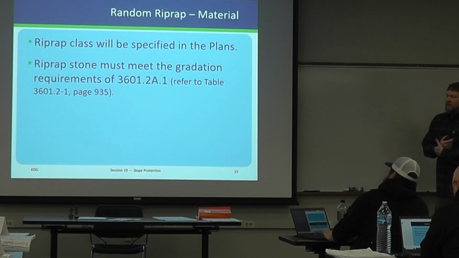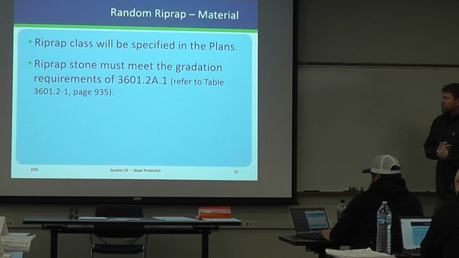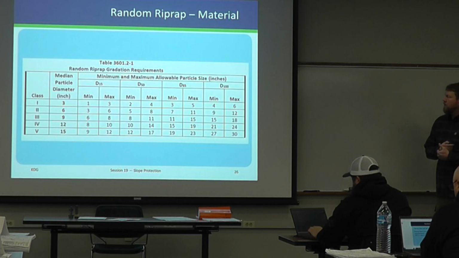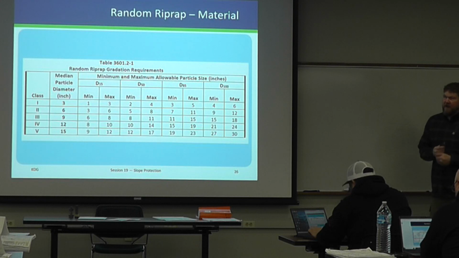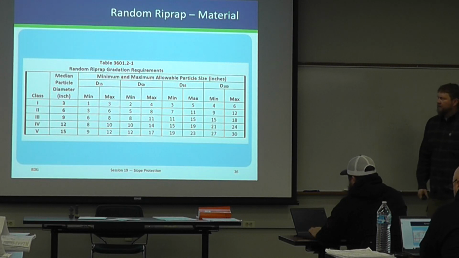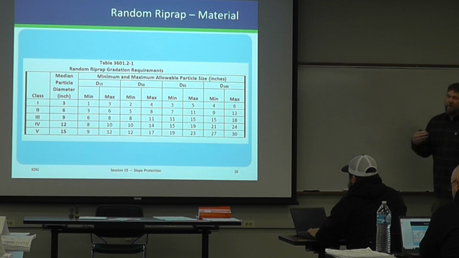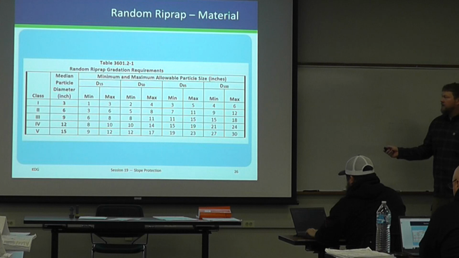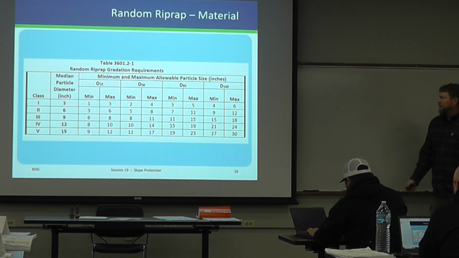Again, riprap class will be specified in the plans, and we need gradation requirements, which are in this table 3601. I have had a couple of projects where staff have asked, hey, this is the gradation that the pit has. I'm not real great at reading these, but I do know people in the geotechnical office that are really helpful at that. So if you have any questions with that, you can give your regional a call. We'll likely reach out to the foundations office, or you can contact them in general, and they can help make sure that you have the right type of riprap.